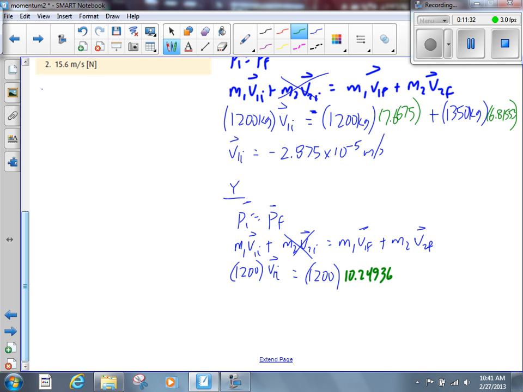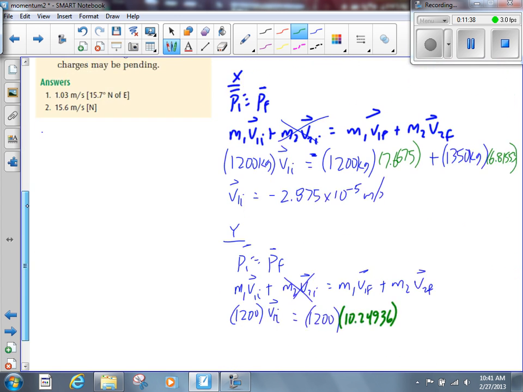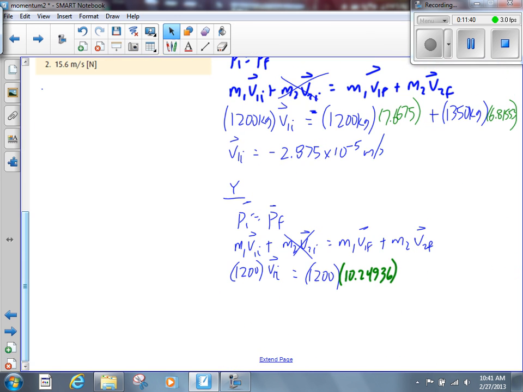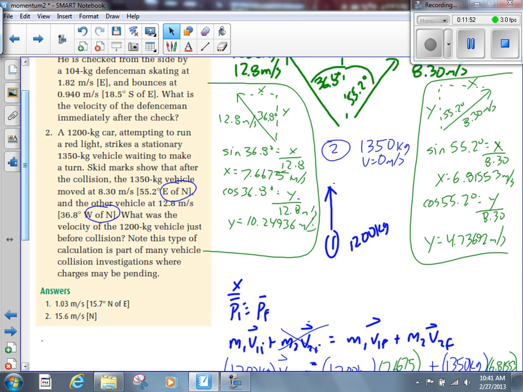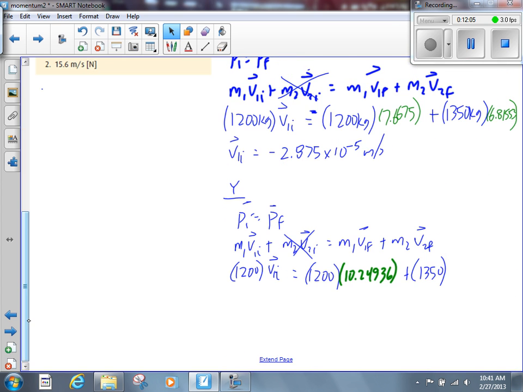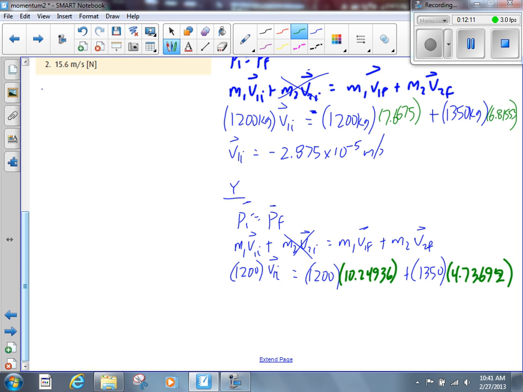Is it positive or negative, Cole? It's positive because it's up, right? All right, M2 is 1350 again, same as it was for the x component. But V2F this time, V2F for the y component is what? V2F y component. Brianna? Good. 4.73692. And it's going to be positive because it's up.